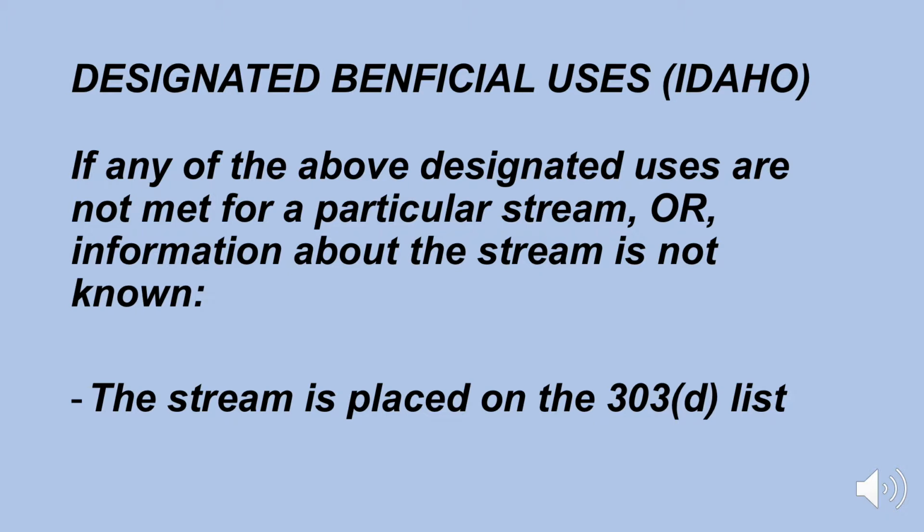If we do not meet the designated beneficial use, or we don't have enough information to determine if the stream does meet the designated beneficial use, the stream is placed on what's called the 303D list, and further study and/or remediation needs to be done on the watershed.